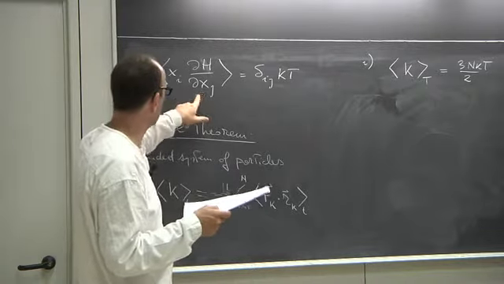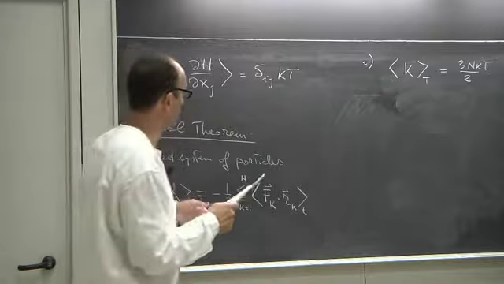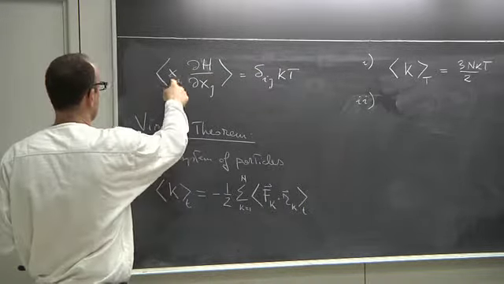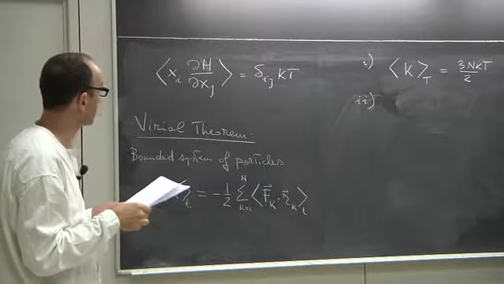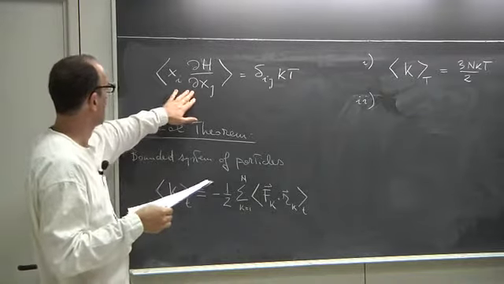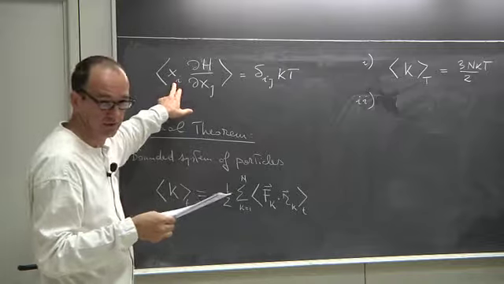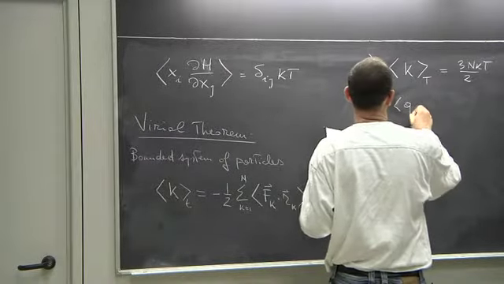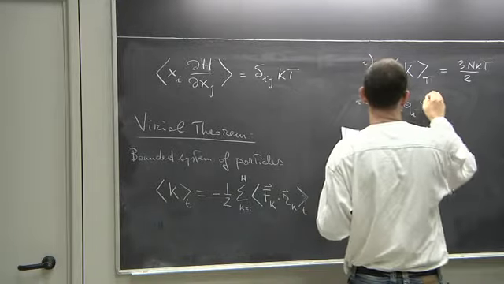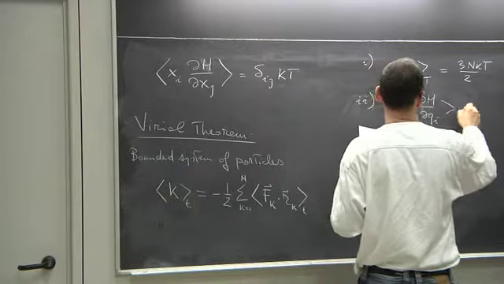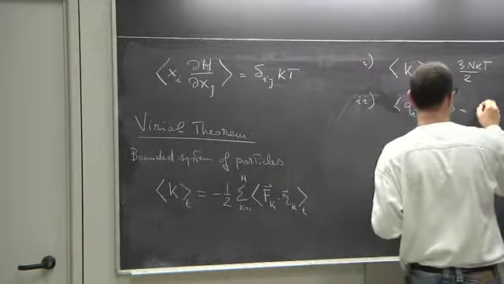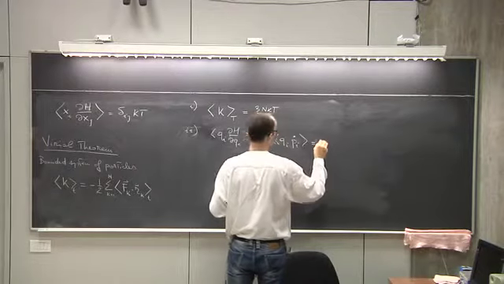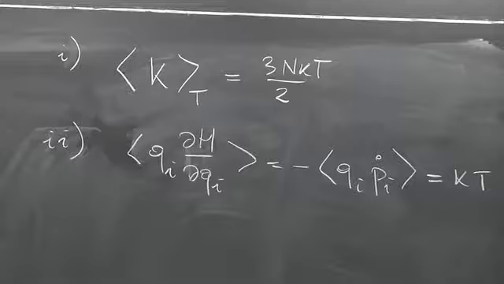So the second thing is that if you apply this equation where you choose the xi to be a given spatial coordinate of one of your particles, then this will tell you that qi times dH dqi, where dH dqi is minus pi dot, so this will tell you that minus qi pi dot is equal to kT, okay?